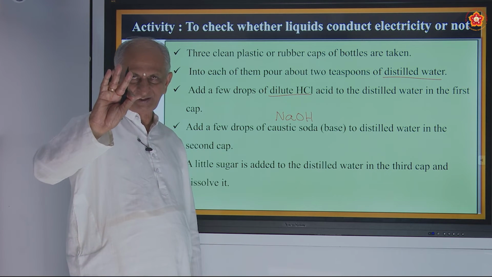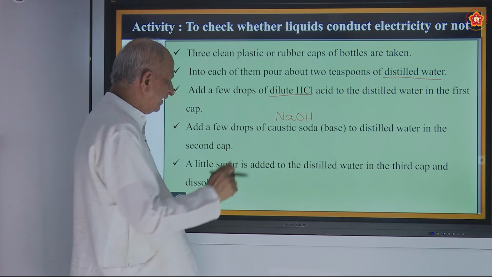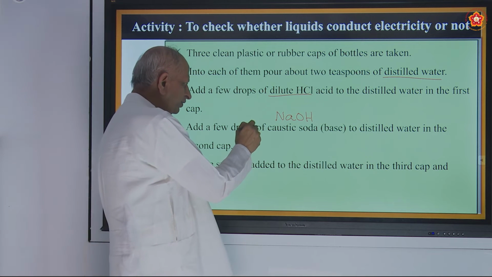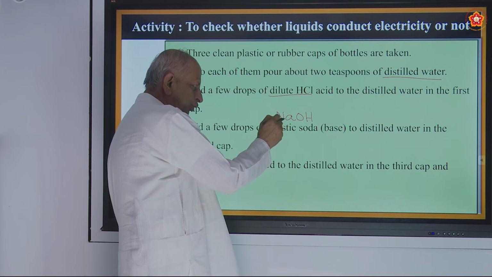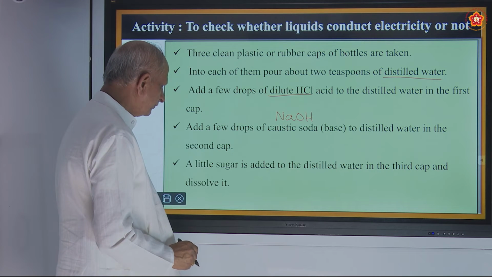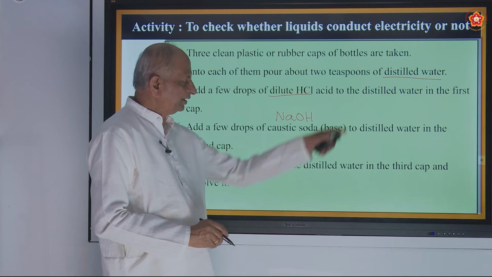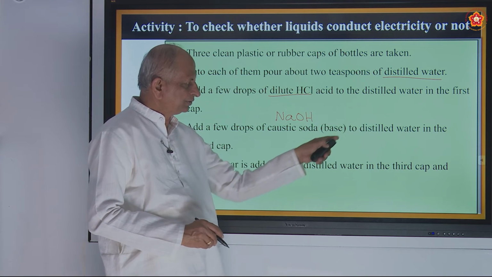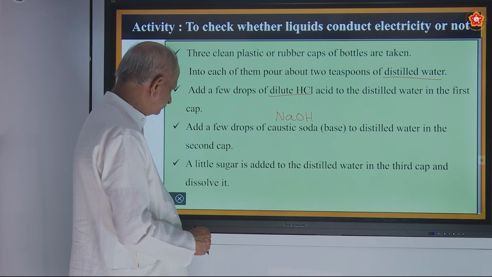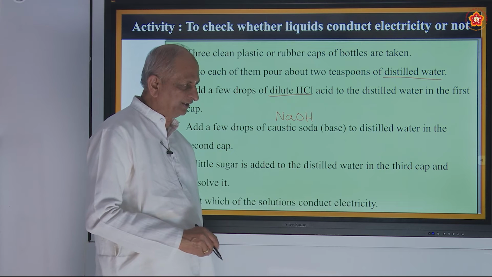So 3 caps are taken. Take 3 samples of water. In the first sample, take dilute hydrochloric acid. Second sample, take sodium hydroxide solution. And third one, sugar. All 3 are added to distilled water. And then what you must do? Test which of the solutions conduct electricity. How to do it?